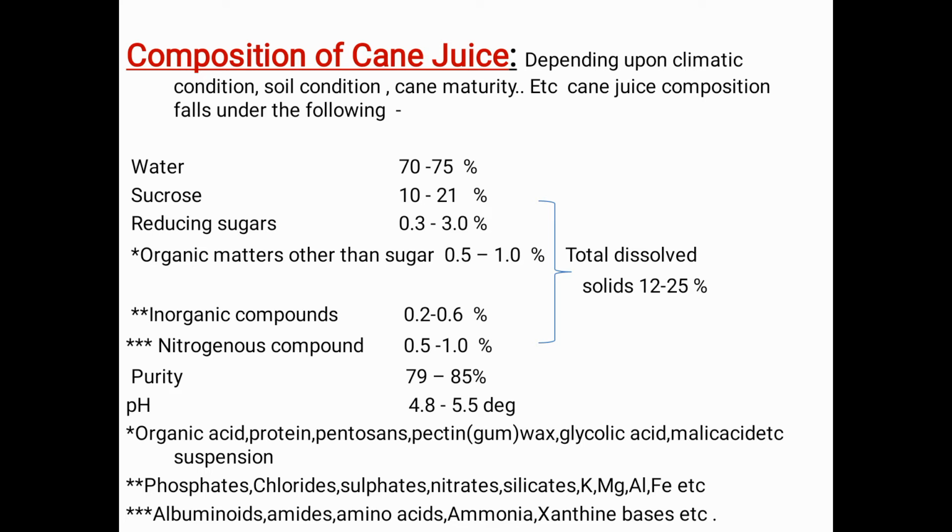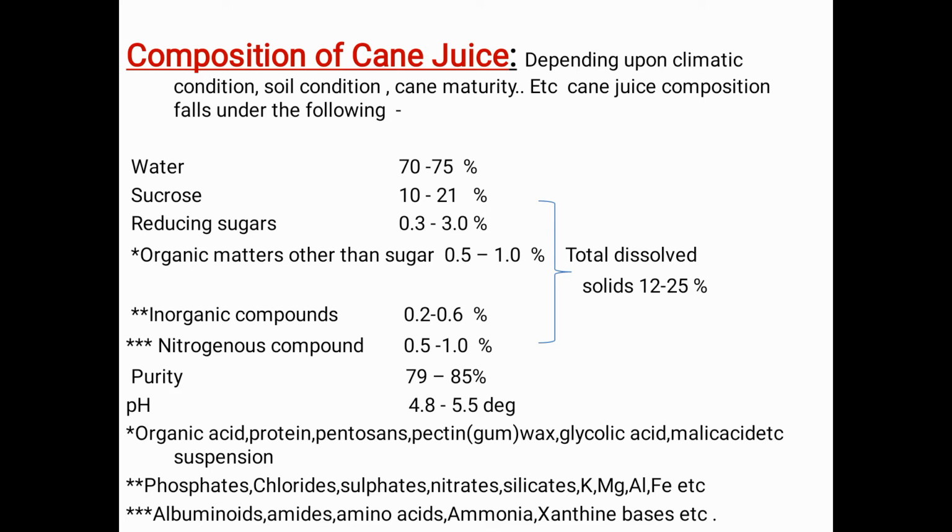Then we'll go for sucrose and other carbohydrates. As you can see, the reducing sugar falls under 0.3 to 3%. Organic matters other than sugar, 0.5 to 1%. Organic matters are nothing but the proteins, pectins, waxes, and whatever else is present. The second one comes under inorganic compounds, that is 0.2 to 0.6%. Nitrogenous compound 0.5 to 1%. Purity 79 to 85%, and the pH of that juice will be 4.8 to 5.5 units.